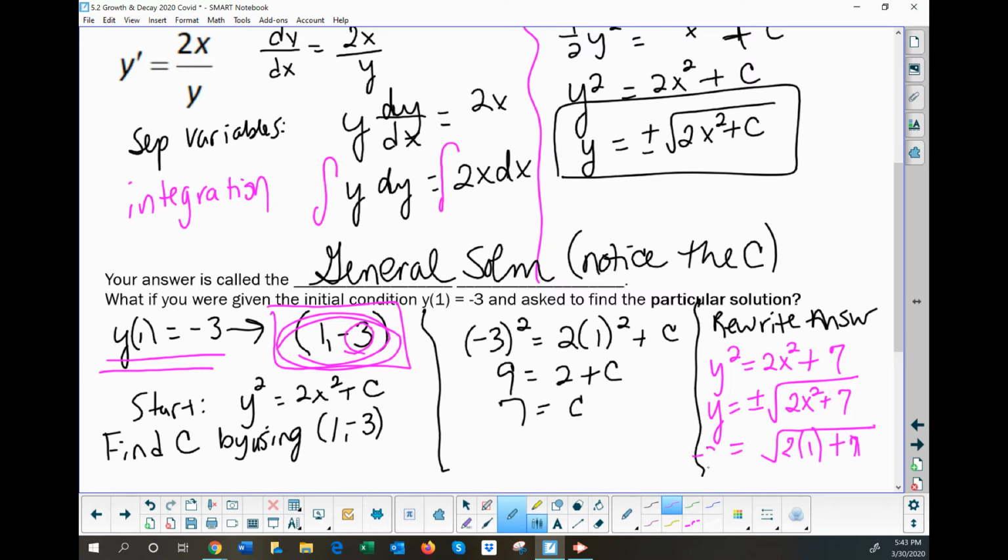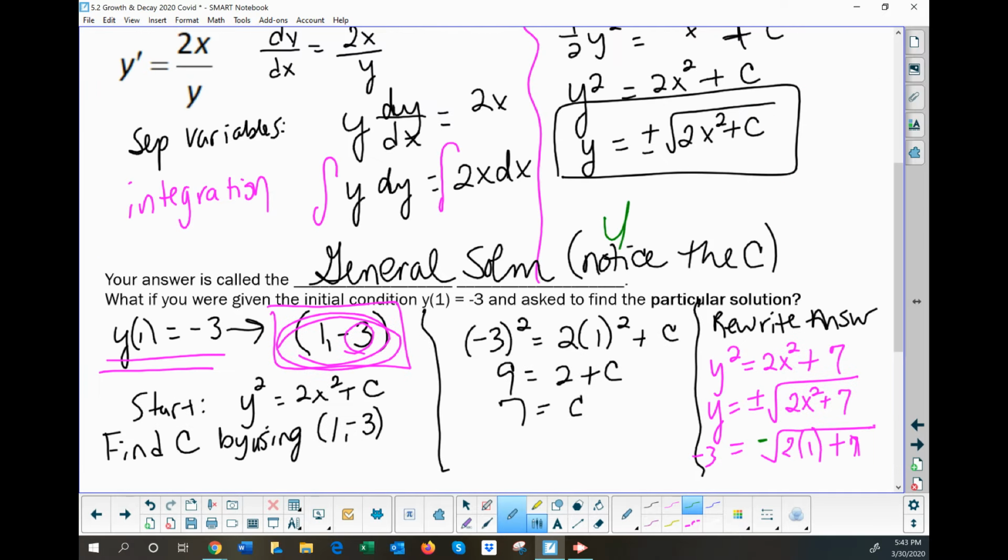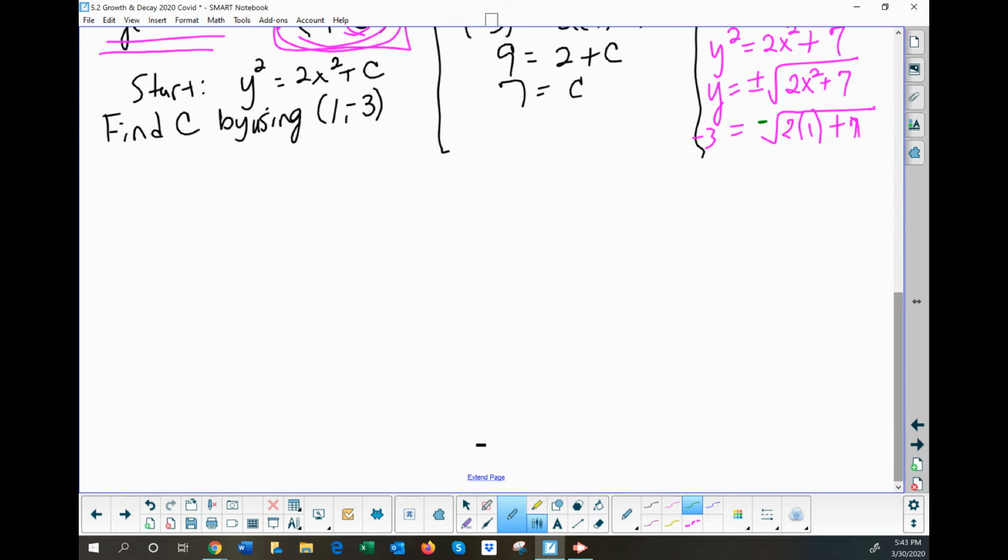The square root of 9 is just positive 3. So in order to get a negative, I am going to keep the negative case. That is how I determine which is the correct equation. So my final answer is going to be y equals negative square root of 2x squared plus 7. All right, moving on.